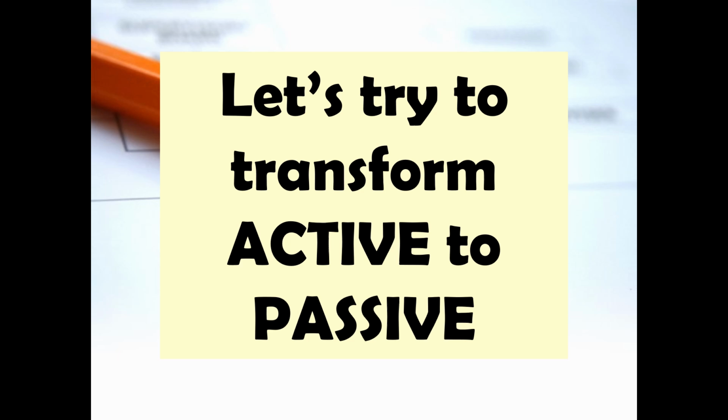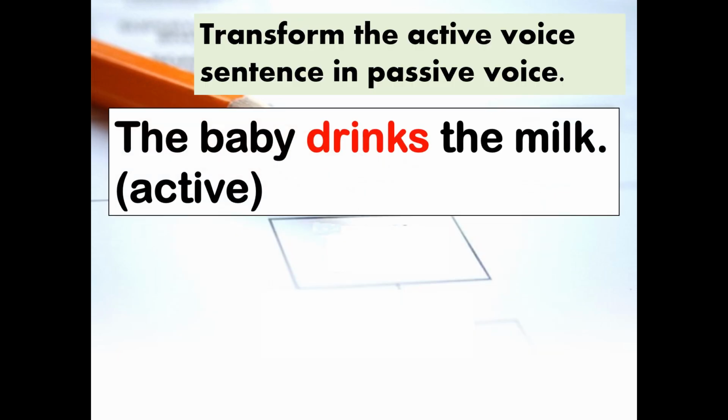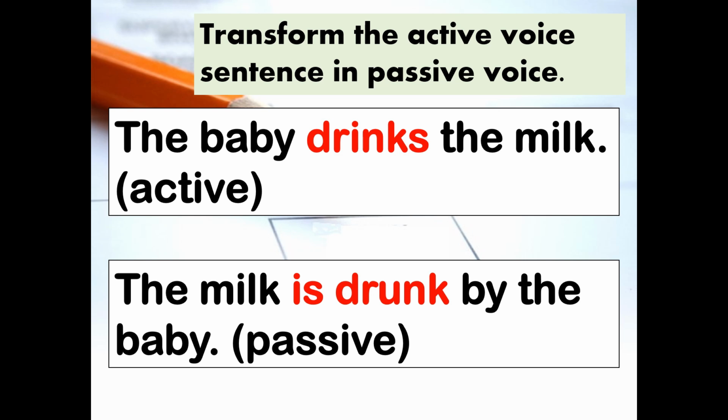Now let's try to transform active to passive. We have here the first sentence, the baby drinks the milk. This is in active voice. Now, how are you going to make this one passive? Okay, so this will become, the milk is drunk. We will be using is because the given is present tense drink. So it's not advisable to use was because you have to rely on the given. So you have to use present tense is, and then the past participle of the word drink is drunk. You have there the preposition by, by the baby.